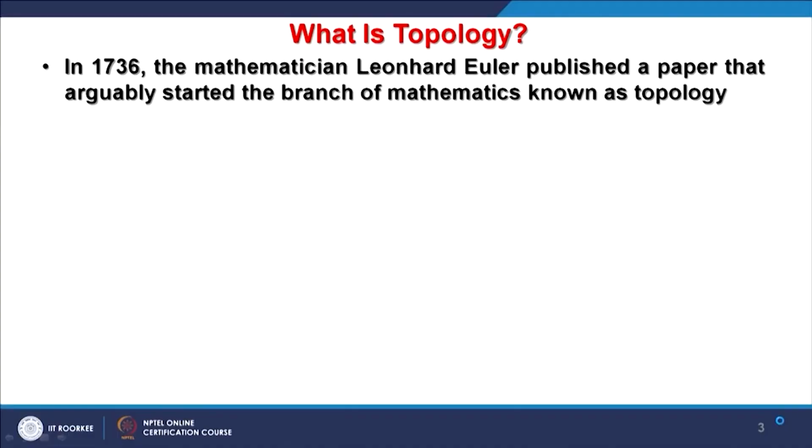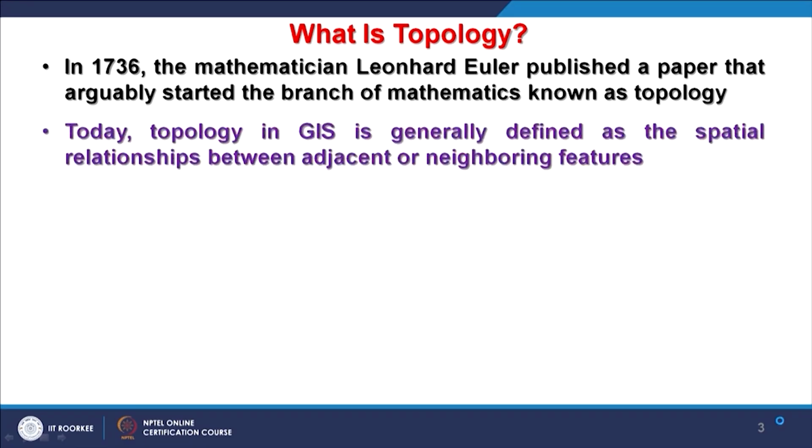As I mentioned in the beginning, it is a branch of mathematics, and Leonhard Euler published a paper in 1736, and after that this branch of mathematics got established, and it is now known as topology. And topology today in GIS is generally defined as the spatial relationship between adjacent or neighboring features. Also, in some literature you may find slightly different definitions, so I am giving 2-3 examples of such definitions.